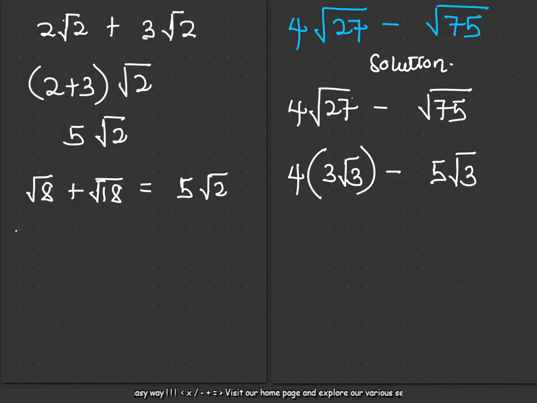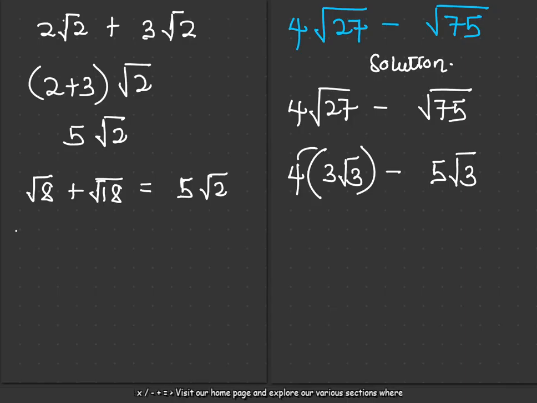How did I get it? 27 is actually 9 times 3, and the square root of 9 is 3, so the 3 comes here, then the root 3. 75 is 25 times 3, and the square root of 25 gives me my 5. These are all things we have done already in our first lesson.